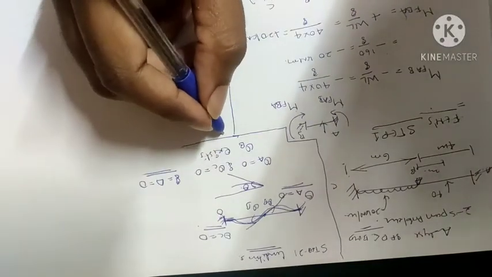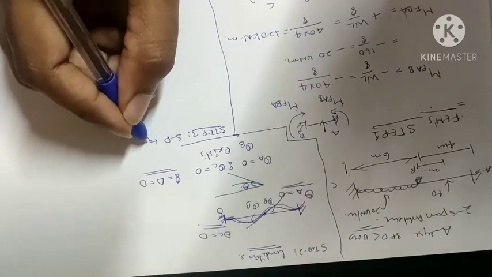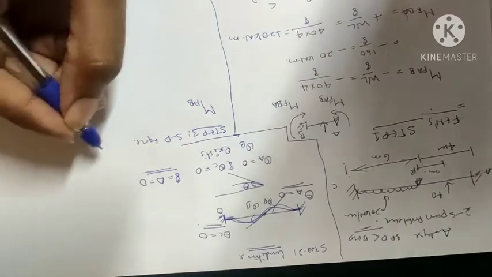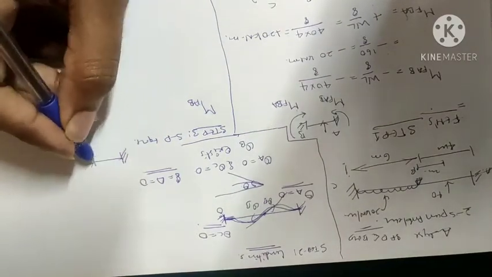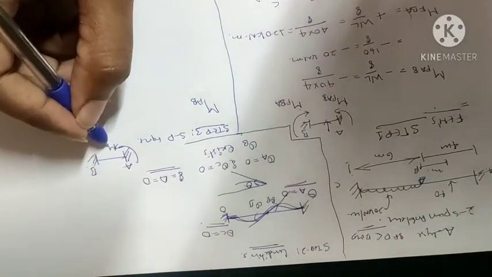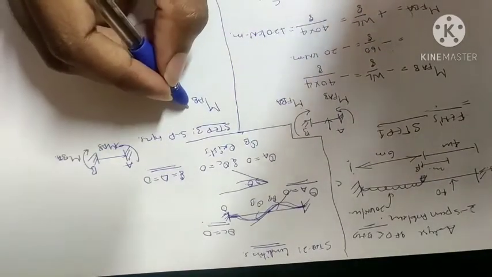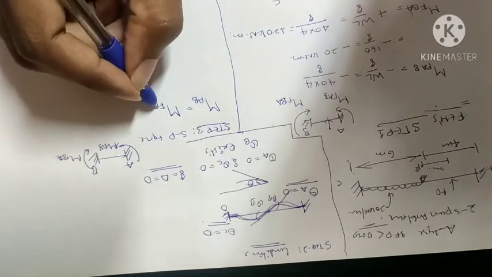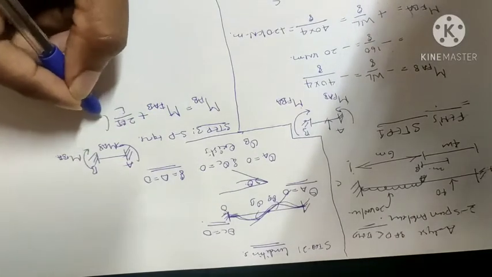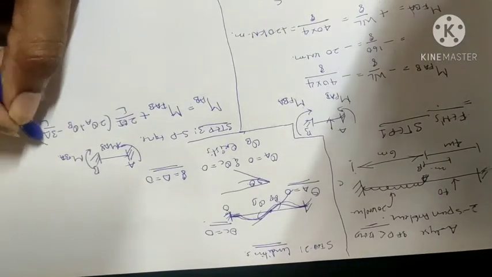So next, step 3 is the slope deflection equations. In the last class I told you the slope deflection equation for the AB member. When you want to have the moment, what is MAB and MBA? The slope deflection equation derived is MAB equal to MFAB plus 2EI by length into 2 theta A plus theta B minus 3 delta by L. This is the formula.